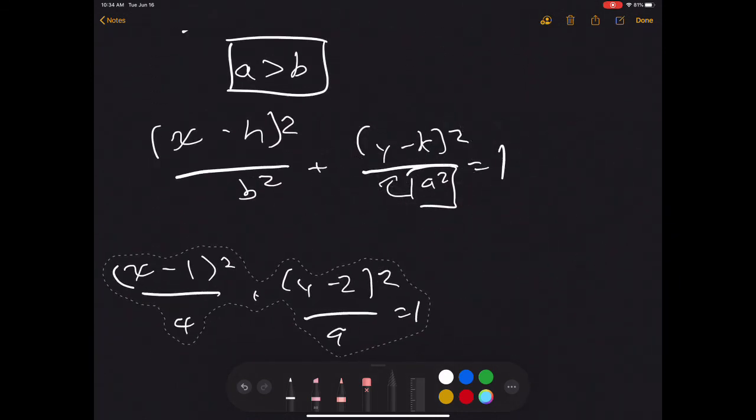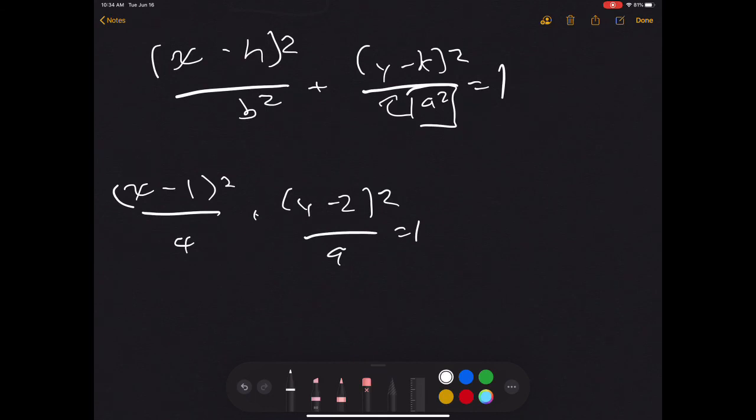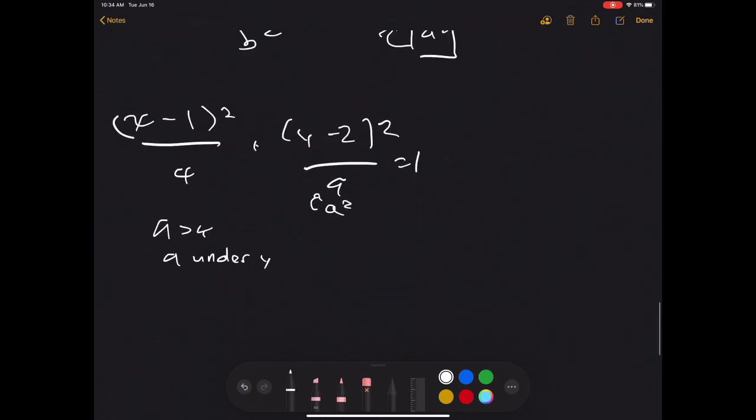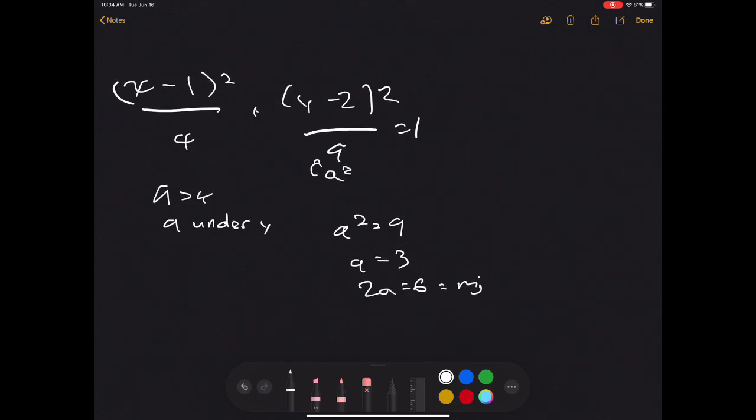Yes, I did it. Okay. So the major axis: a squared is 9, because this is a vertical ellipse, since the big 9 is greater than 4 and 9 is under the y. So if a squared equals 9, a equals 3, and 2a equals 6. This is the major axis. I'm just going to say mj. And then for the minor axis, b squared equals 4, b equals 2, 2b equals 4, which is the minor. So yeah, what else do we have?